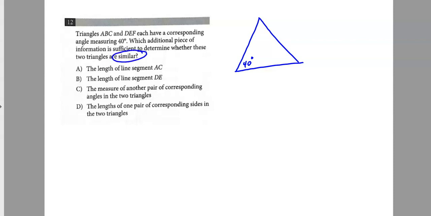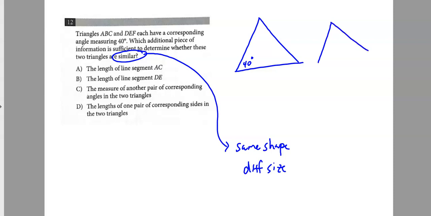So first of all, remember what similar is. Similar means same shape, but different sizes. So like one is a big brother of the other one. So maybe you have like, kind of this thing going on. Well, right now I know that I have two angles that are both 40. And in geometry, we kind of show them with a congruence mark like that.